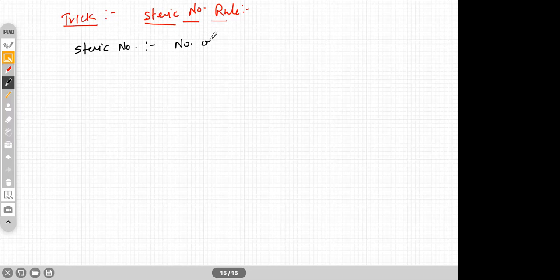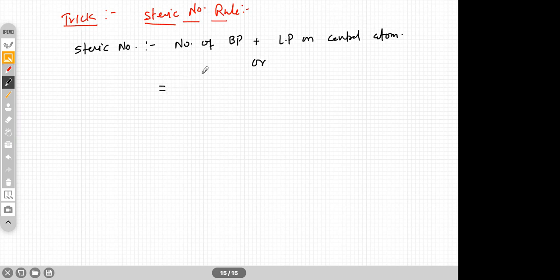is the number of bond pairs plus lone pairs on the central atom, because we always count hybridization for the central atom. Or we can also write this as the number of outer atoms, which is nothing but the number of bond pairs, plus the number of lone pairs on the central atom. This is the steric number. Based on the steric number, we can write down the hybridization.